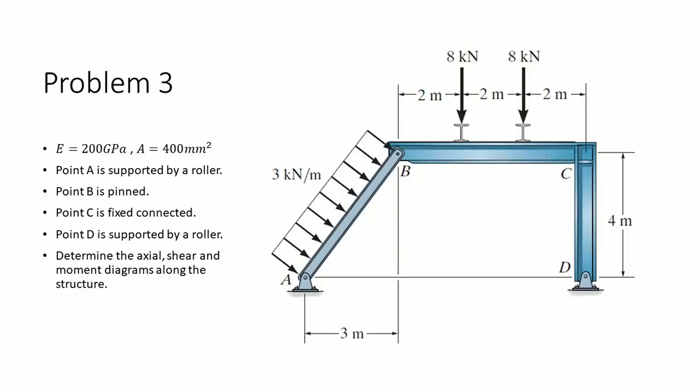The next problem is a little bit more elaborate. We can see we have a frame structure supported with 2 pins on points A and D. Point C is fixed connected and point B is a pin. We have a distributed load on the inclined element and 2 point loads on the horizontal element.